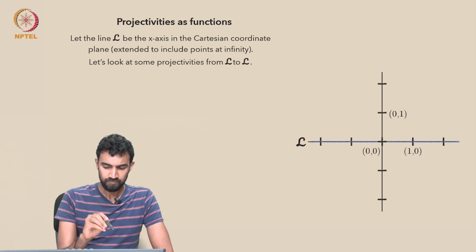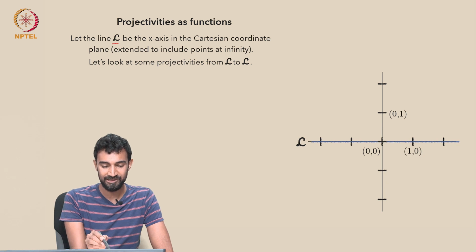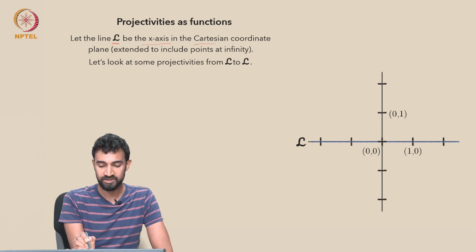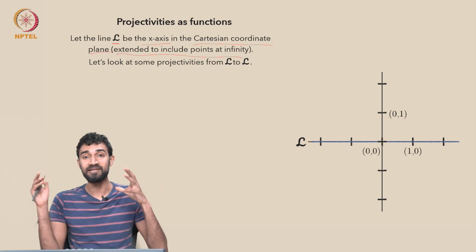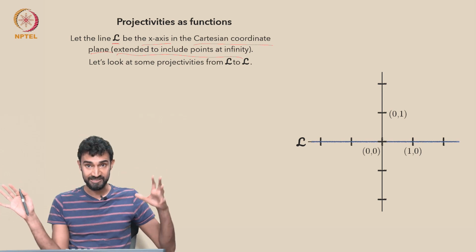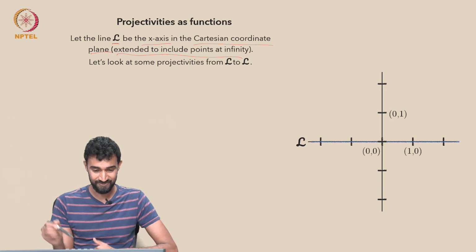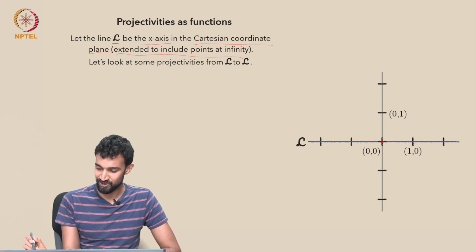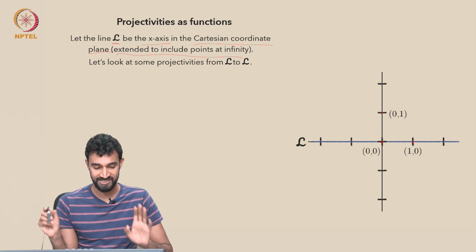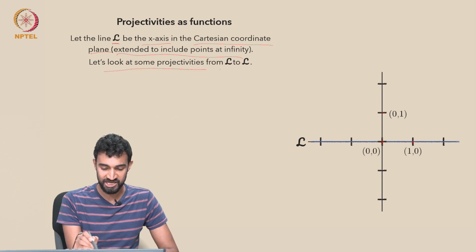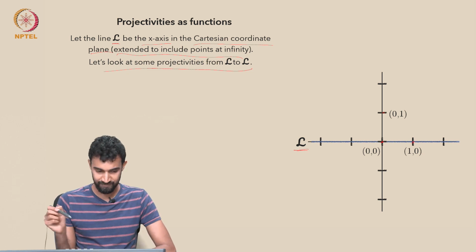So let's let capital L, I want to stick with this capital L notation, denote the x-axis in the Cartesian coordinate plane, which we think of as an extended plane. So we have points at infinity lying out beyond our sight, out in the distance. So it's really an extended plane, but we still have Cartesian coordinates on it. So this is (0, 0), this is (1, 0), this is (0, 1). We have the usual R2 Cartesian coordinate system. And let's look at some projectivities from L to itself, from the x-axis to itself.